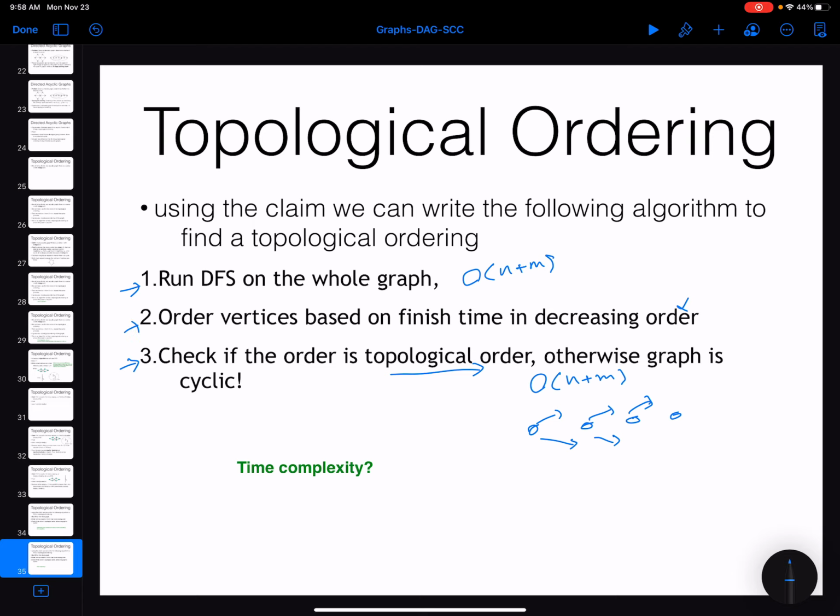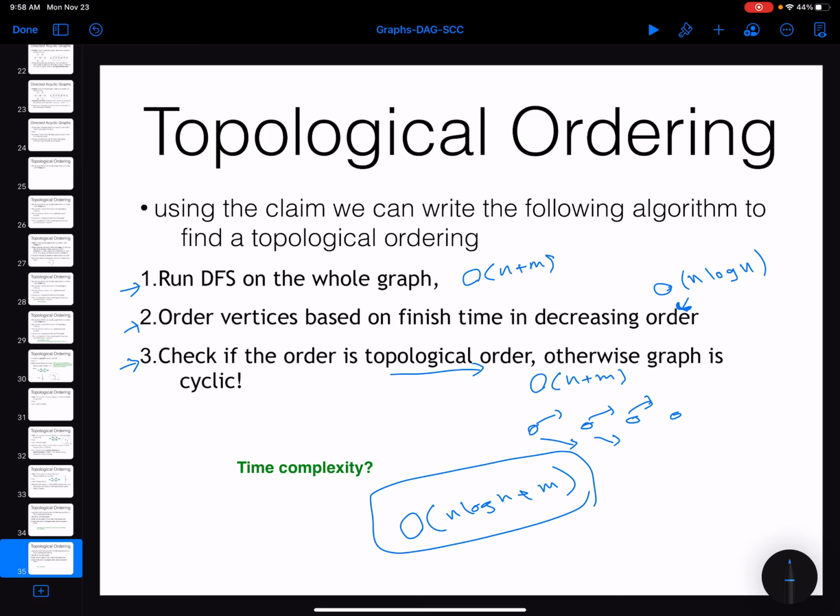If I'm going to sort the nodes based on the finish time, be careful. Don't use a sorting algorithm. If you sort the nodes here, you are going to add some n log n time complexity, which you have to keep at the end. The total time complexity is going to be n log n plus m. Okay, so the time complexity would be something like this. But I don't want to get something like this.